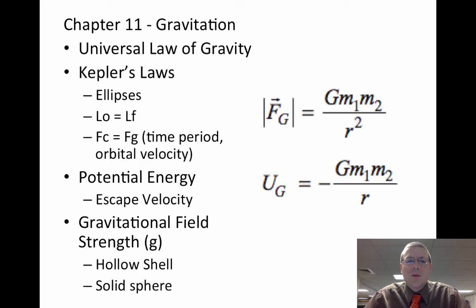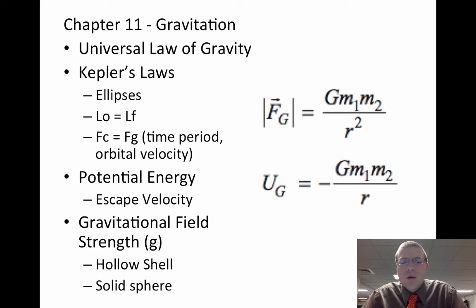Which brought us to the chapter we're in now. Chapter 11 is gravitation. And so we looked at the universal law of gravitation, GMm over r squared. That's how we calculate the force of attraction between one mass and another mass that are separated by any distance, which means that everything in the universe is attracted to everything else. Kepler's laws of ellipses really just help us say that, by law number 2, the angular momentum before and after must always be the same. That's why planets speed up when they get close to the sun and slow down when they get far away.